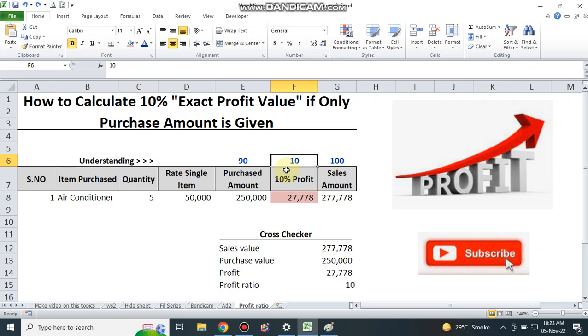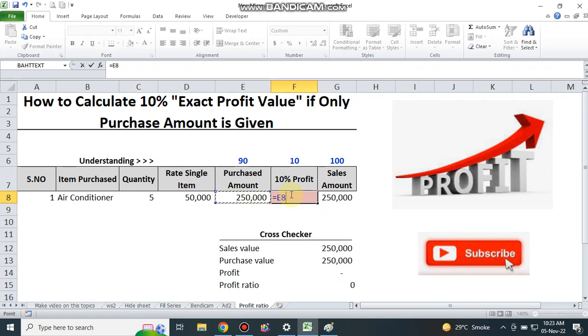Sales minus profit: we assume that we will earn 10% profit, so 100 minus 10 is equal to 90, which is your purchase cost. So I delete this formula, as I assume my profit is 10%. It means 100 is my sales value, 10 is my profit, and the remaining 90% would be my purchase cost. So I equate this 2,50,000, which is given, to my 90%.